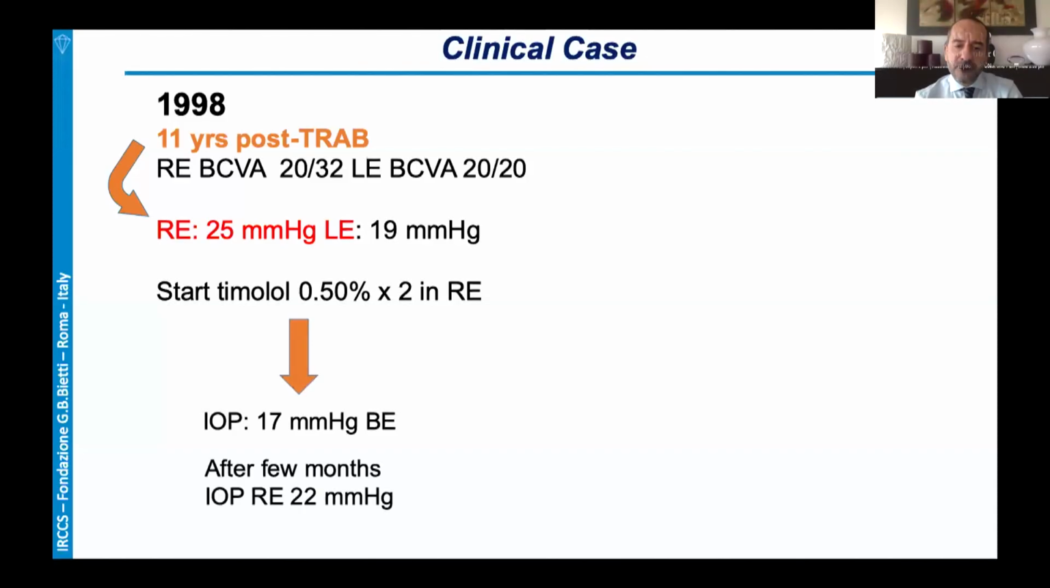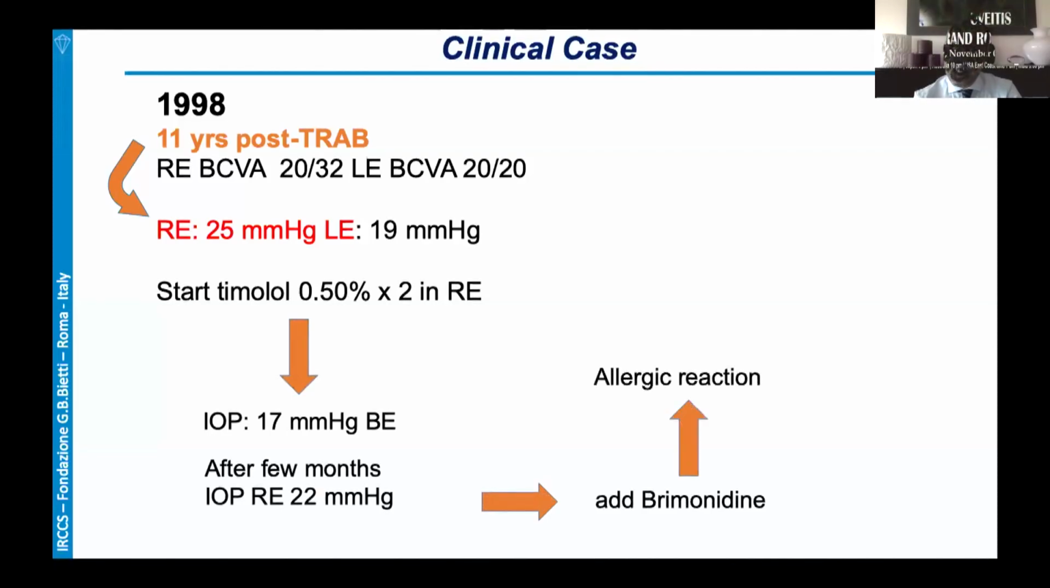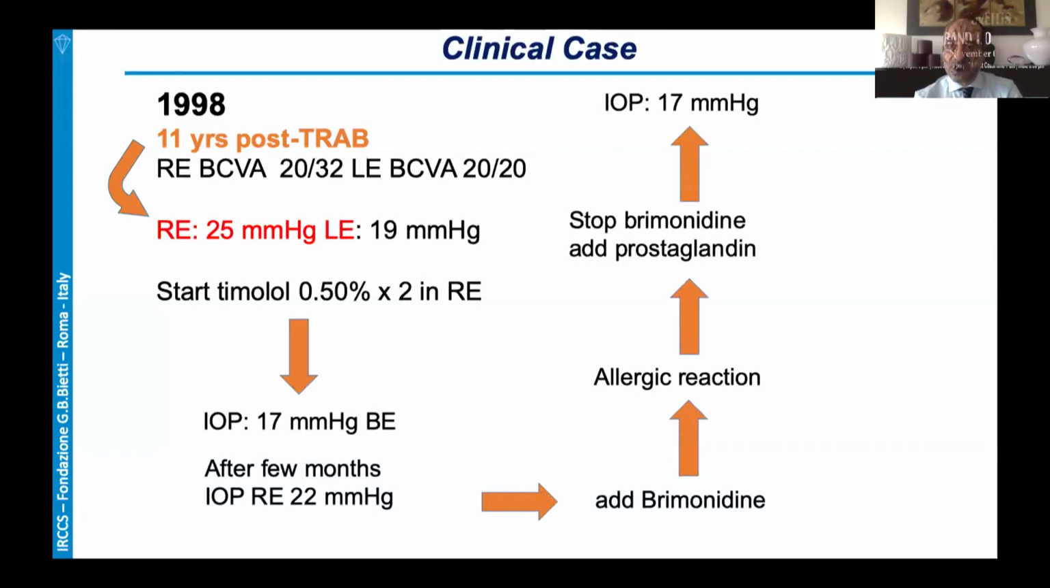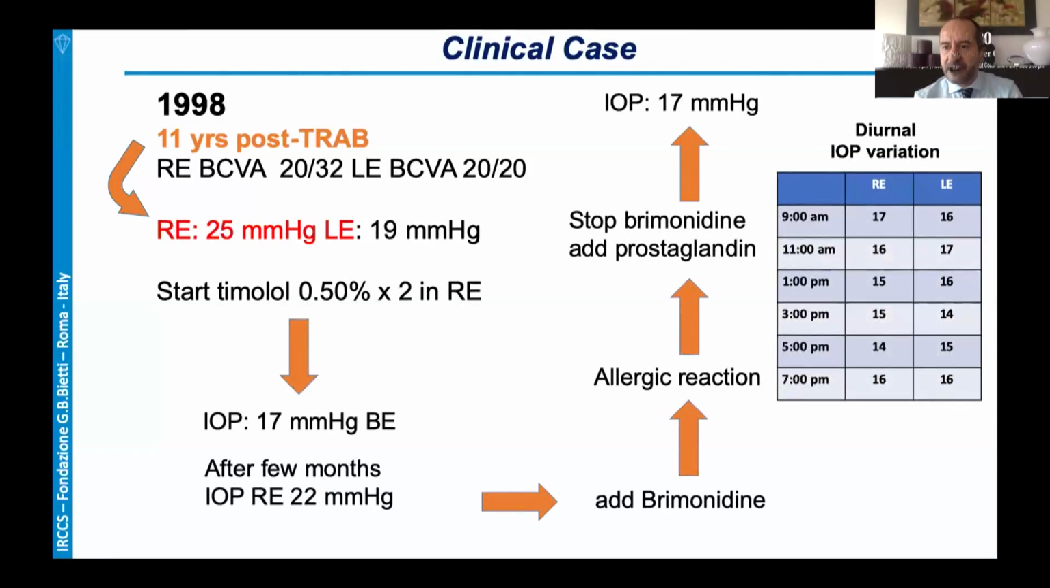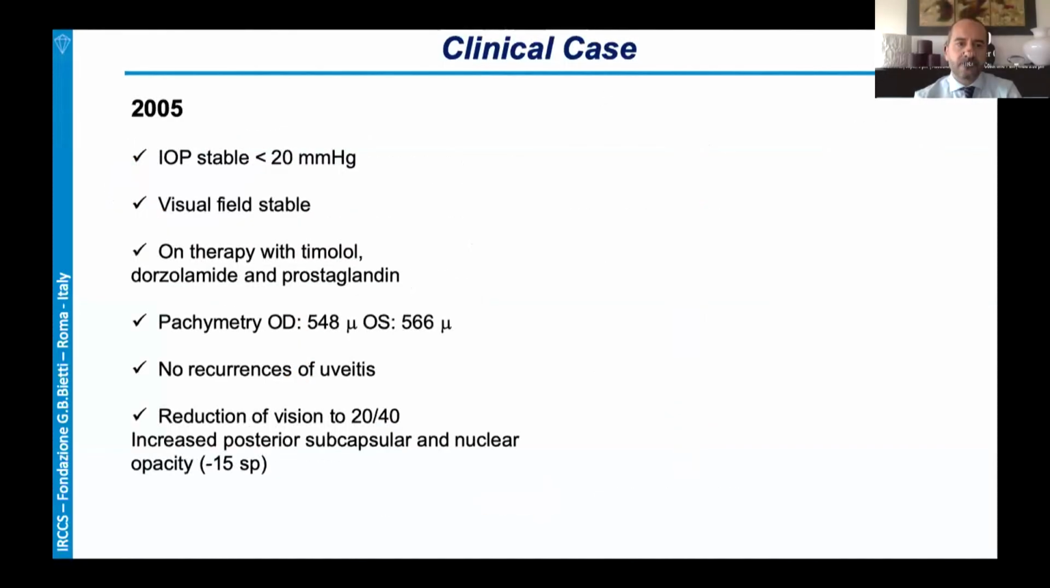But after a few months, a new increase of the pressure was found. So brimonidine was added to timolol, but the patient had an allergic reaction to brimonidine. So brimonidine was changed with prostaglandin. So with a good final control of the IOP, you can see here also the diurnal IOP variation with good values of the pressure in both eyes.